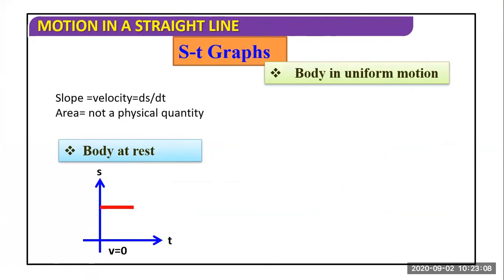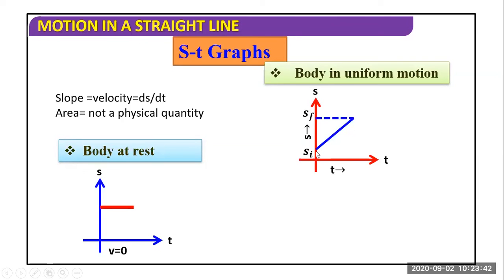Second, if you see a body in uniform motion, uniform motion means constant velocity. So you can see S is changing uniformly with time. So uniform motion means what? Constant velocity, and constant velocity, as we have studied, means constant slope, because velocity is the slope. What kind of curve has constant slope? A straight line. So that's why we are getting a straight line.